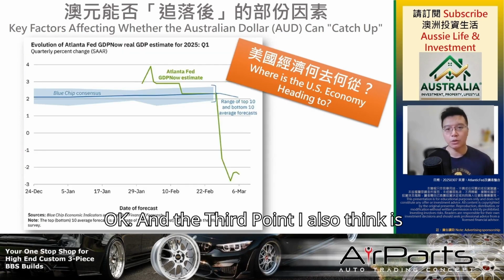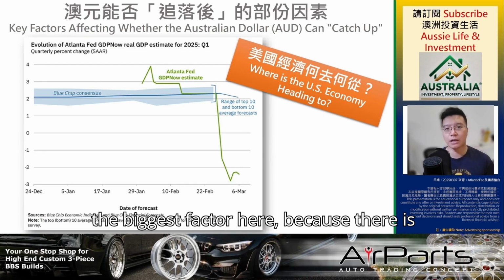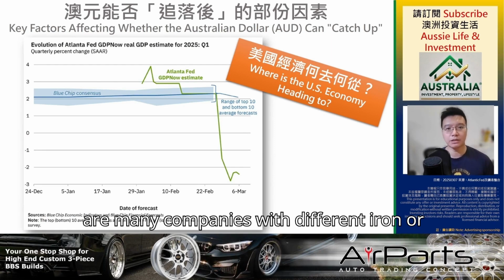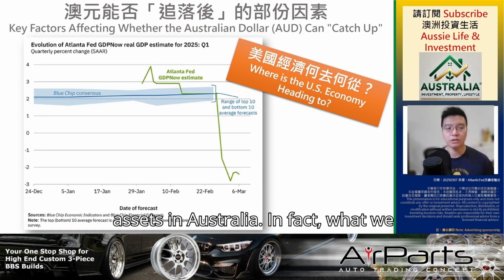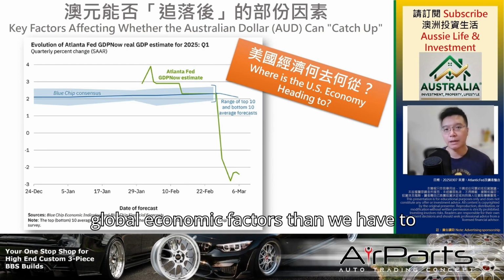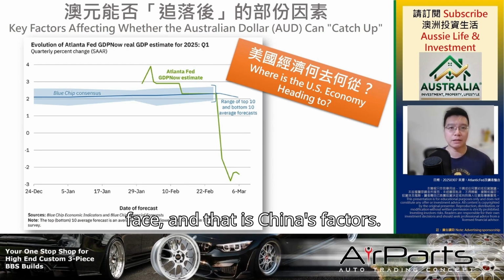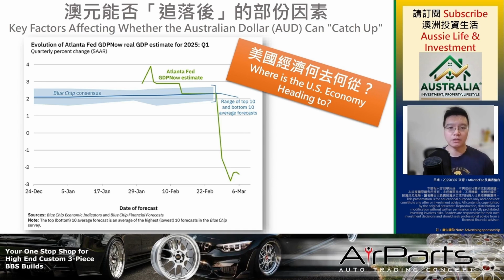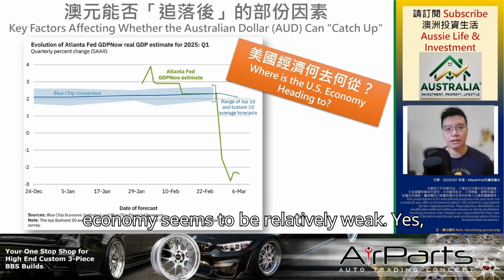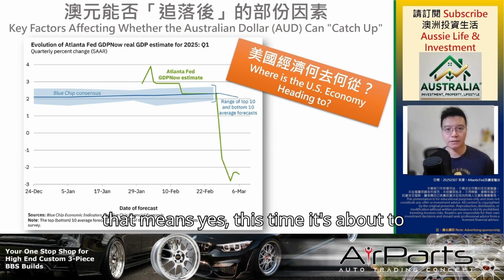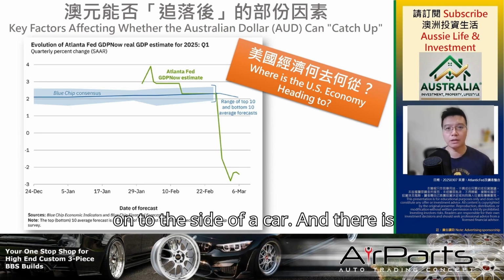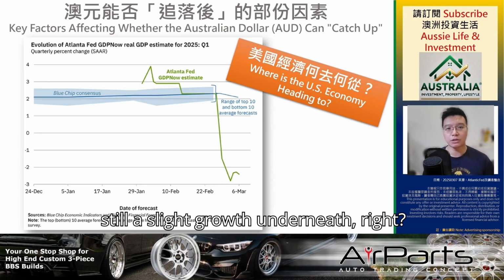Okay, and the third point I also think is the biggest factor here, because there are many companies with iron ore or other assets in Australia. In fact, what we have to face is more global economic factors, and that is China's factors. So now everyone will feel that the global economy seems to be relatively weak. It seems it is about to go backwards, but it seems to be holding on to the side of a car, and there is still a slight growth underneath, right?